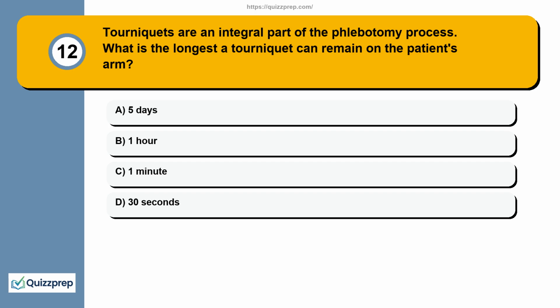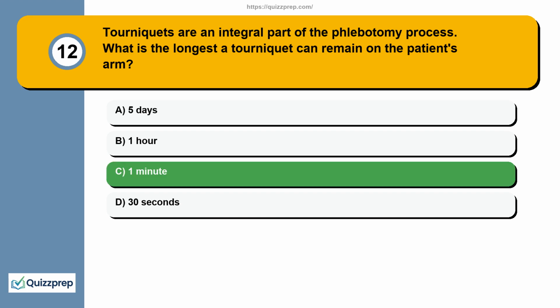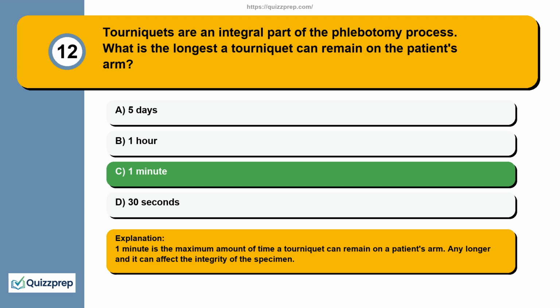Question 12. Tourniquets are an integral part of the phlebotomy process. What is the longest a tourniquet can remain on the patient's arm? 5 days, 1 hour, 1 minute, 30 seconds. 1 minute is the maximum amount of time a tourniquet can remain on a patient's arm. Any longer and it can affect the integrity of the specimen.